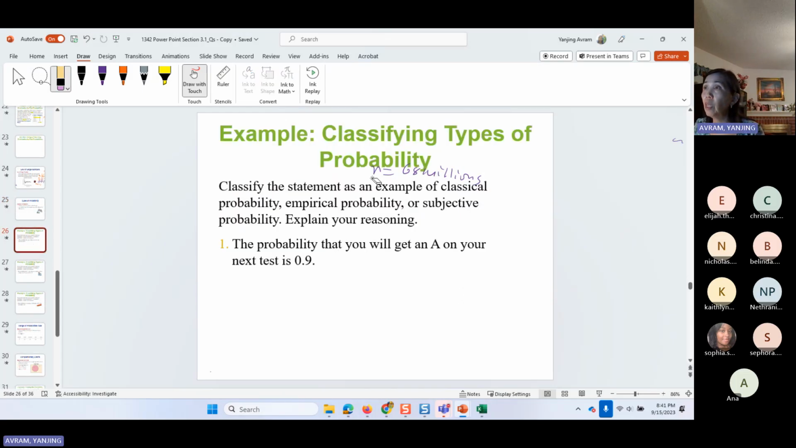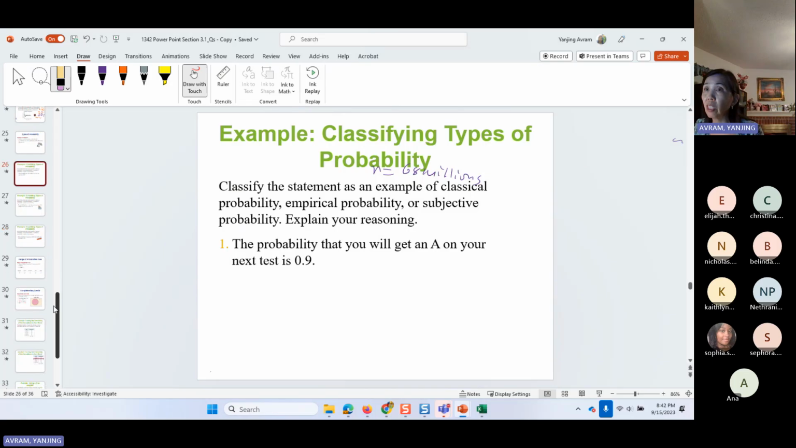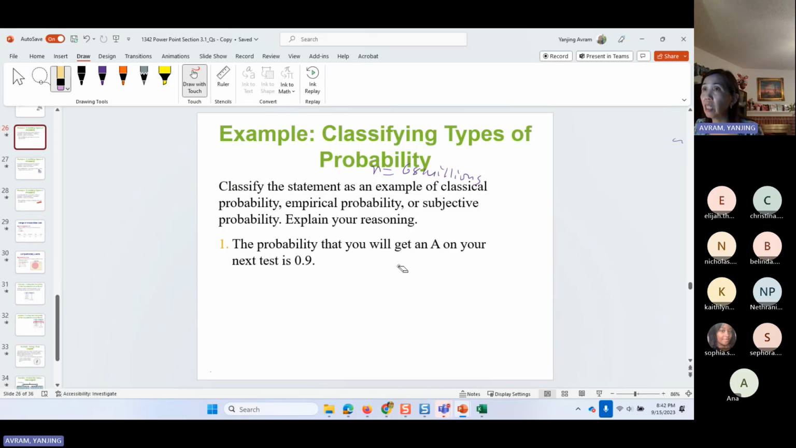All right, so we have 3 different types of probability here. For each one, decide whether it is classical, empirical, or subjective probability, and explain the reason. So the probability that you will get an A on the next test is 0.9. What do you think of this one? What kind of probability is that?